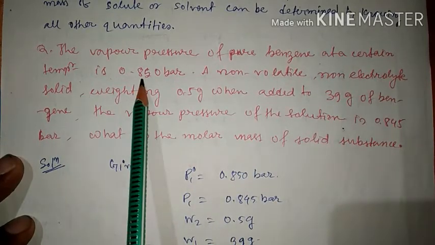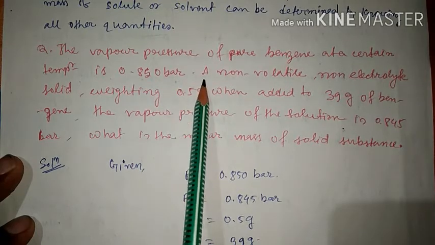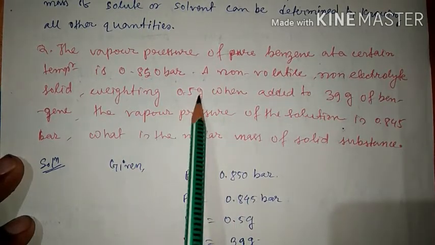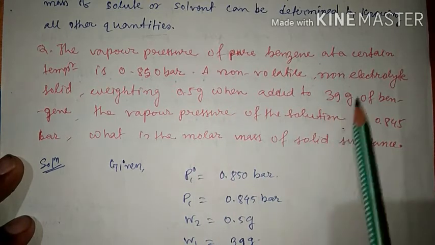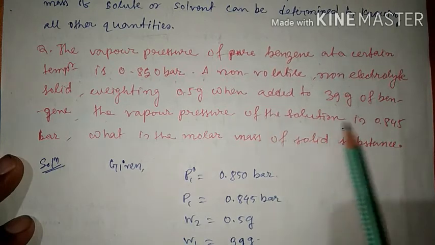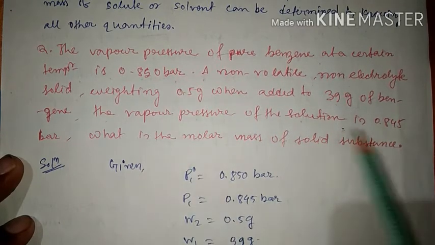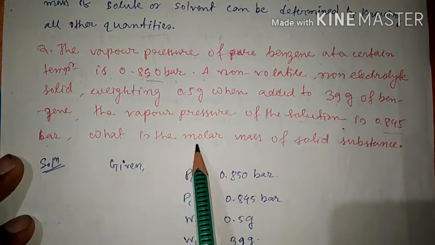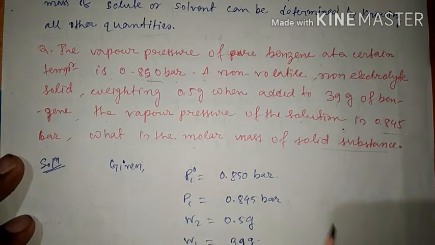Very easy. Here a simple numerical is there, where the vapor pressure of pure benzene at a certain temperature is 0.850 bar. A non-volatile, non-electrolyte solid weighing 0.5 gram when added to 39 gram of benzene, the vapor pressure of the solution is 0.845, that means it decreases. What is the molar mass of the solute substance?